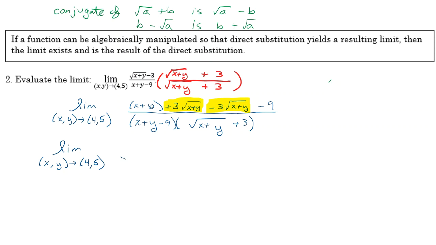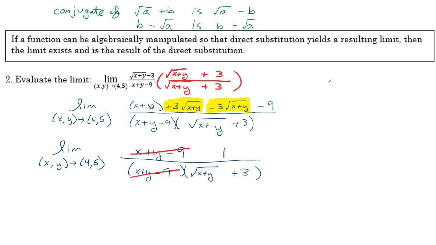So by multiplying by the conjugate in the numerator, I'm just going to end up with x plus y minus 9. And this is why I don't want to multiply out the denominator, because I'm trying to get this factor of x plus y minus 9 to cancel. Why do I want that factor to cancel? Well, because that's the factor that's causing me a 0 in the denominator, which is causing me sadness. We don't want that. So now this whole factor will cancel with this whole factor, and we're just left with 1 over the square root of x plus y plus 3.